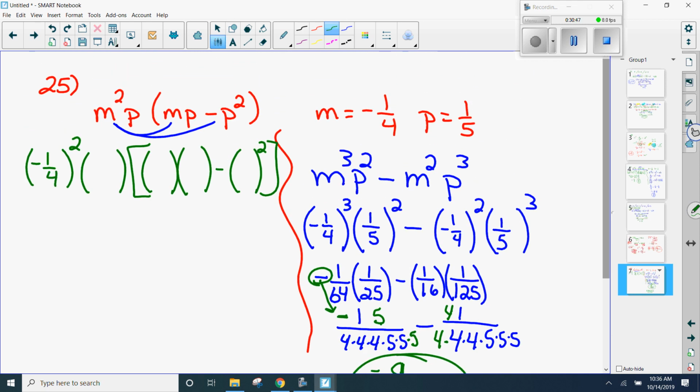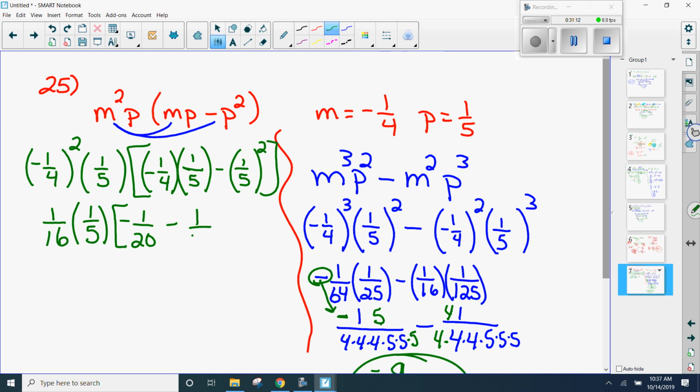M is negative 1/4. And P is 1/5. So you go through what's negative 1/4 squared. Positive 1/16 times 1/5. And in brackets, you're going to get negative 1/20 minus 1/25. 1/5 squared is 1/25.